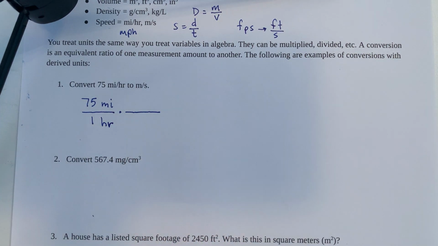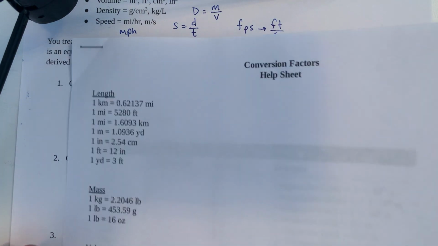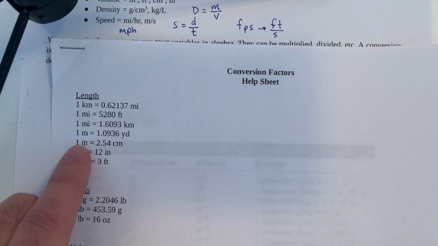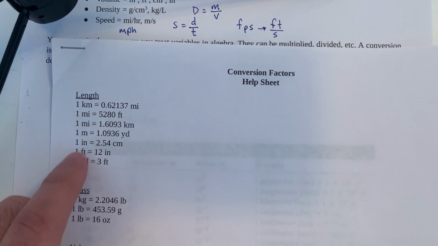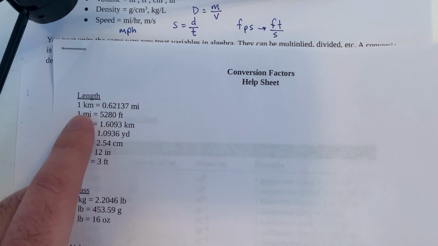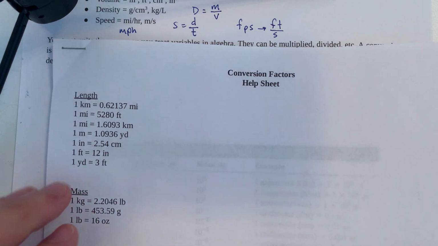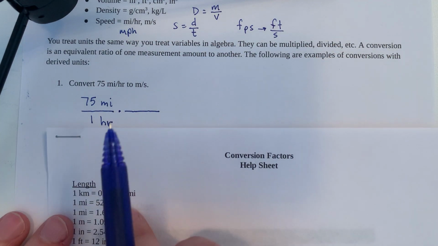So I go through and I do the same way that we were doing the other conversions. I look up miles. I don't have a miles to meters. I do have a miles to kilometers though. And I know from what we did yesterday that I can go from kilometers to meters because they have the same root. That's metric to metric. So I'm going to do that.